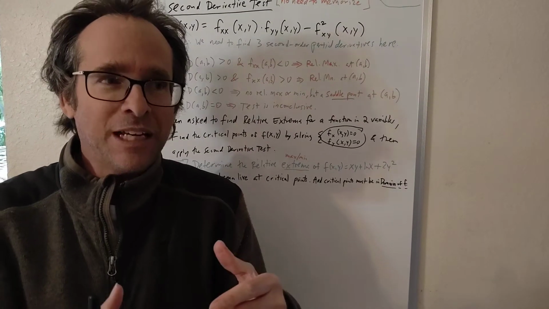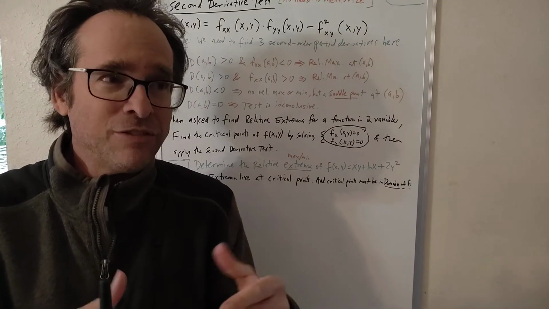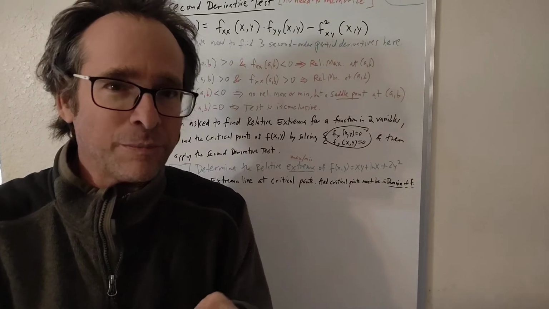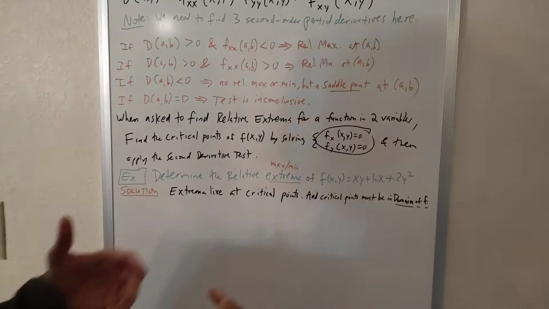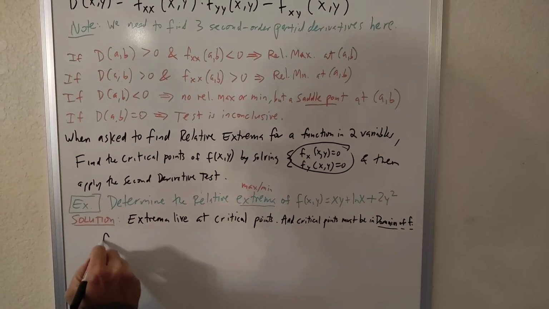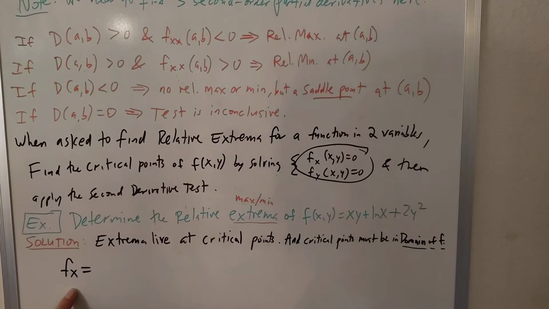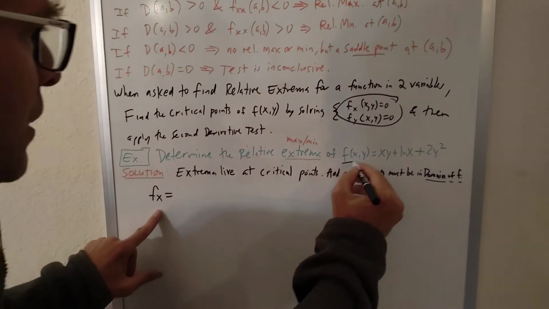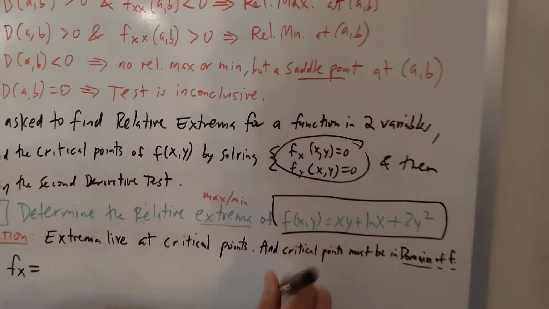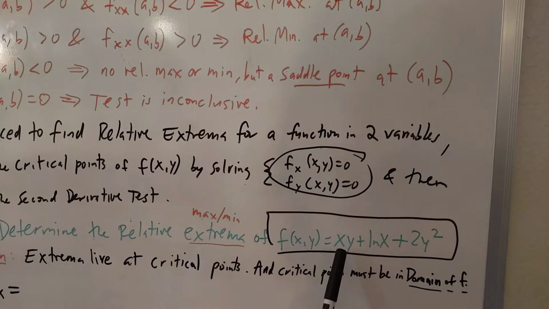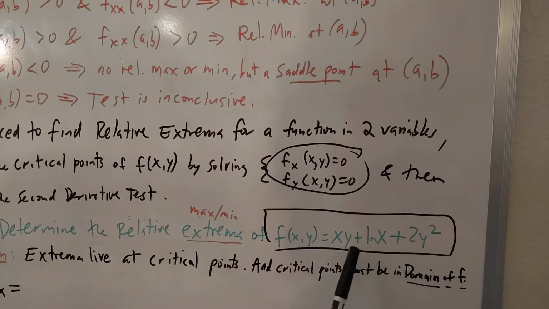And similarly, in a function of 2 variables, you want to set those first order partial derivatives equal to 0, and then solve that system. So let's find the first order partial derivatives. First, the partial derivative of f with respect to x. Here's my function. To find the derivative with respect to x, just go term by term.